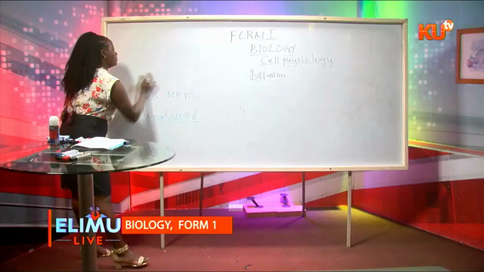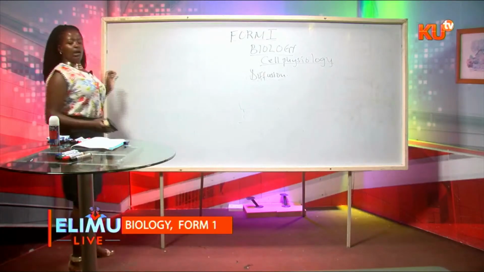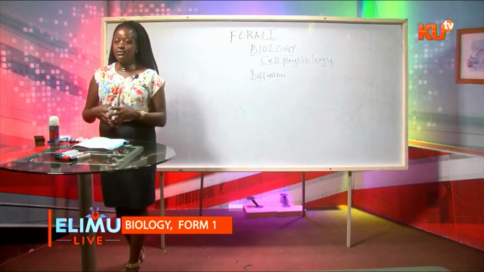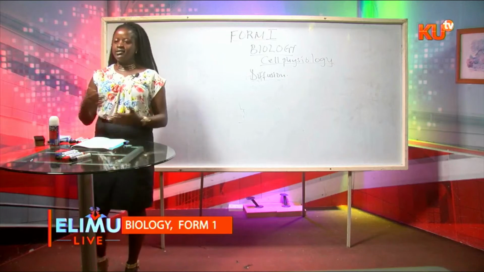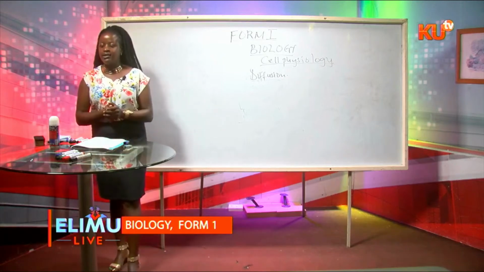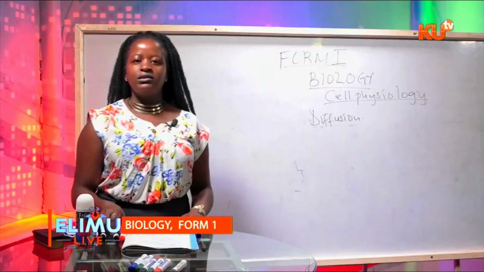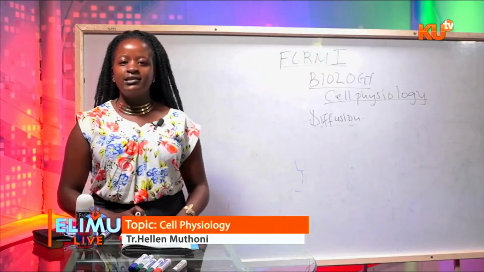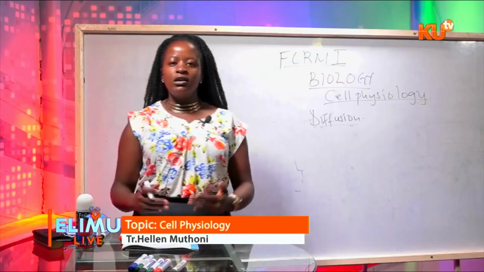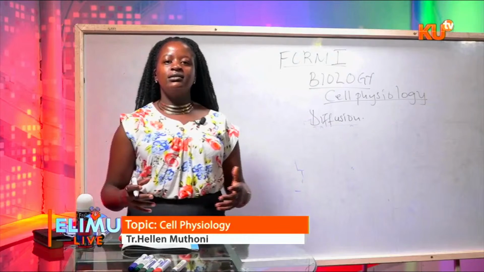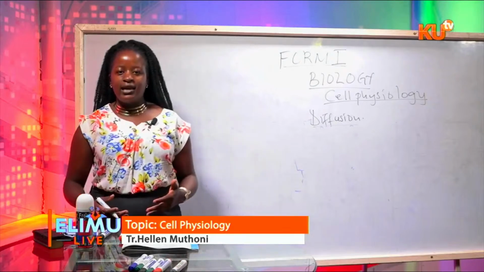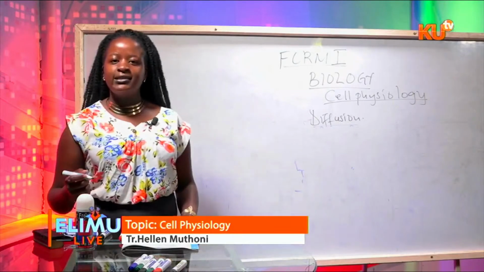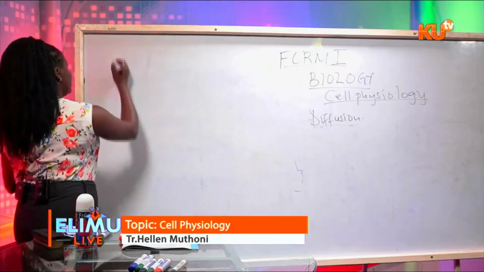Because we are learning about cell physiology, we have processes that enable materials to get into the cell. Some of these materials might be gases, might be water, maybe some substances such as glucose. So a physiological process is one that allows materials to get into the cell. We have three main types of physiological processes. And the first one is diffusion.